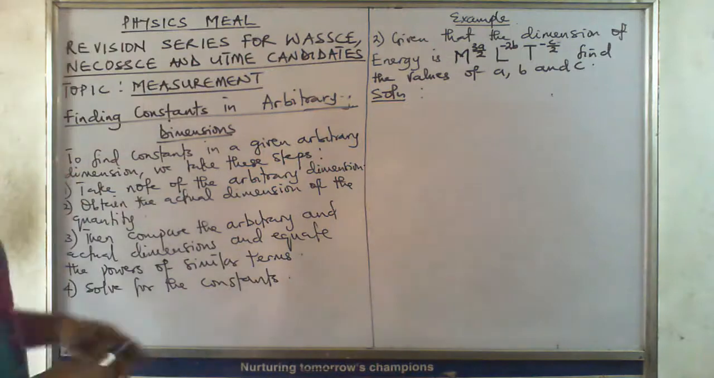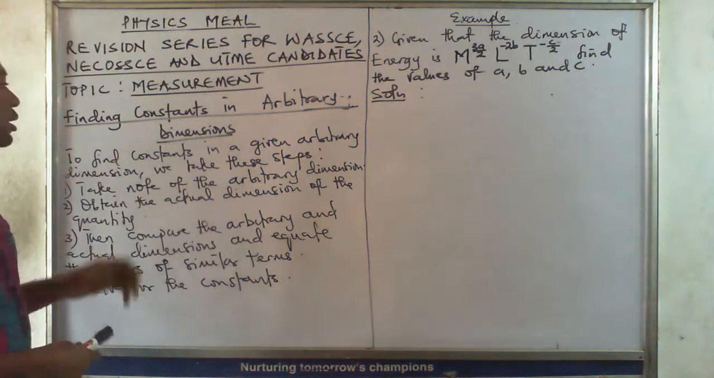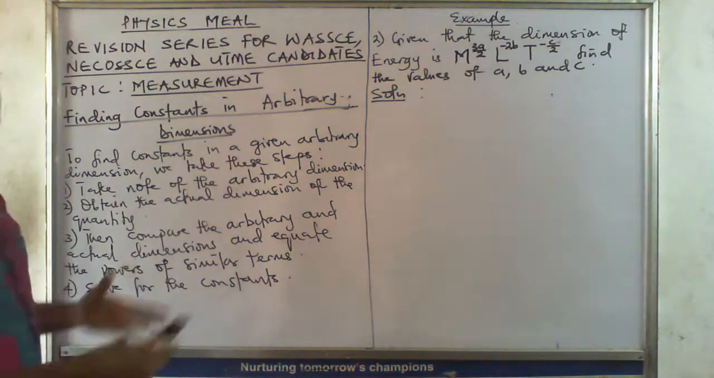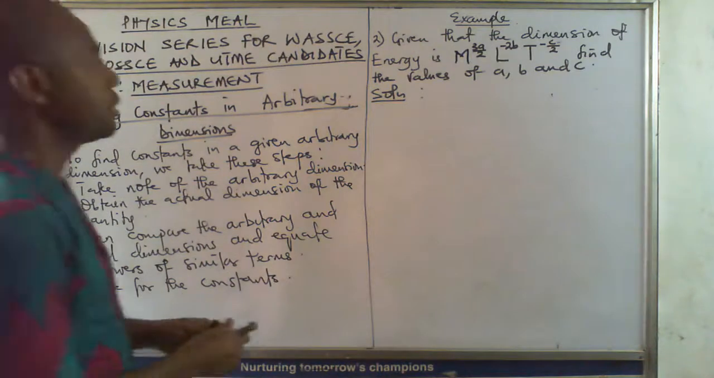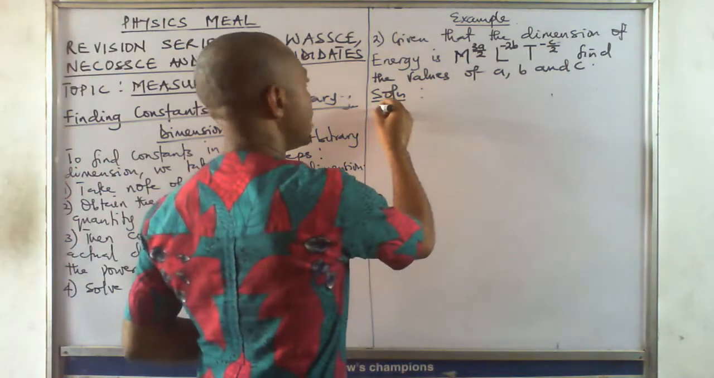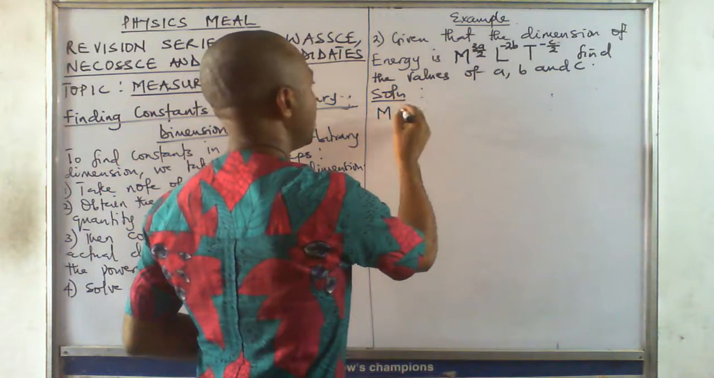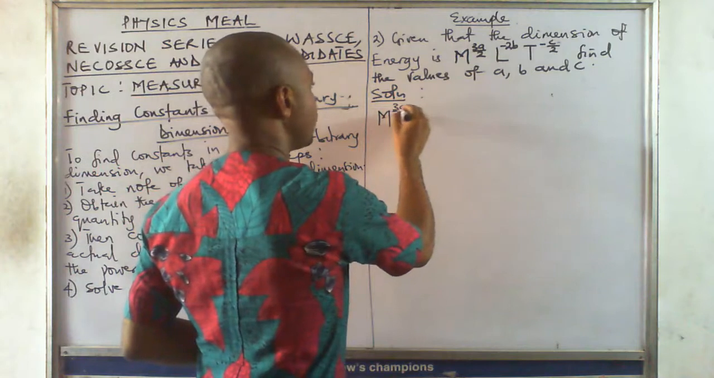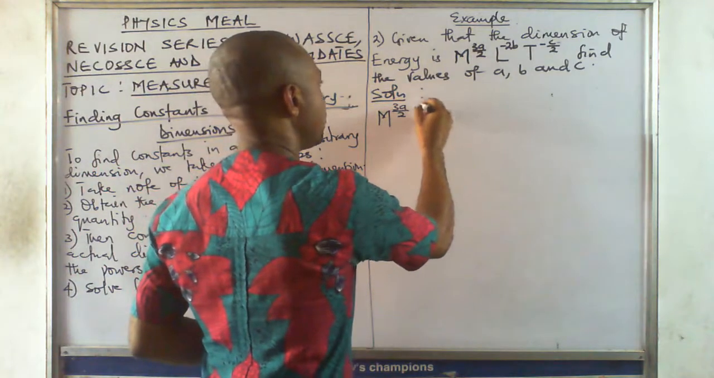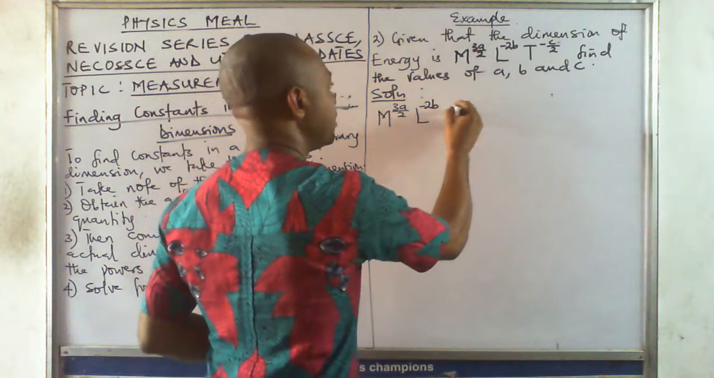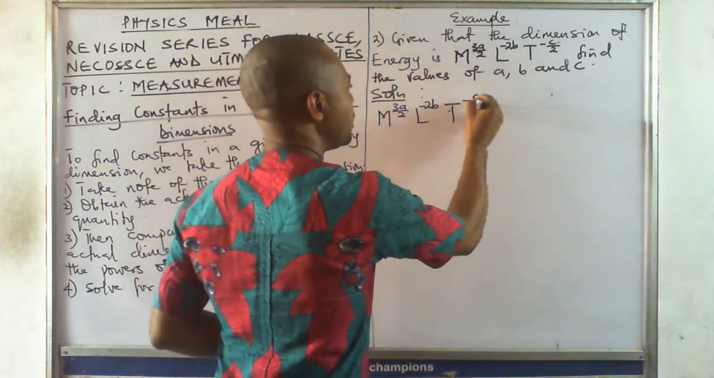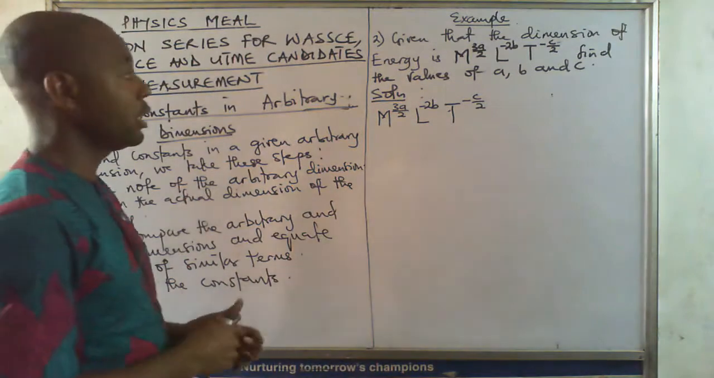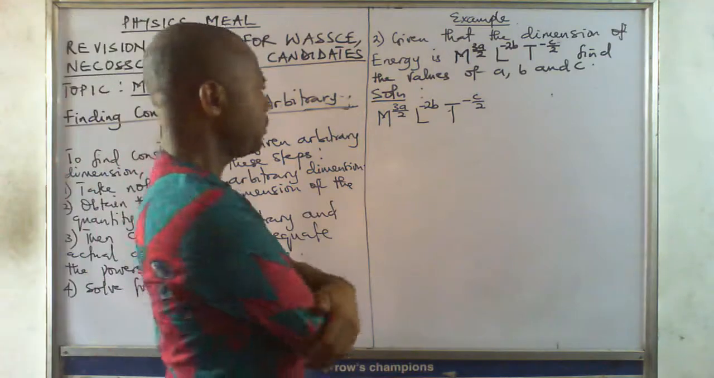So we still have our steps with us. To find the constants in a given arbitrary dimension, we take these steps. Number 1, take note of the arbitrary dimension. So let's take note of that. We have m to power 3a over 2, then L to power -2b, and then t to power -c over 2.